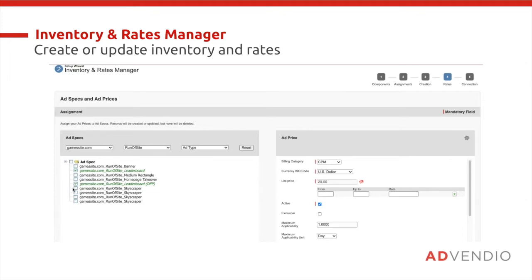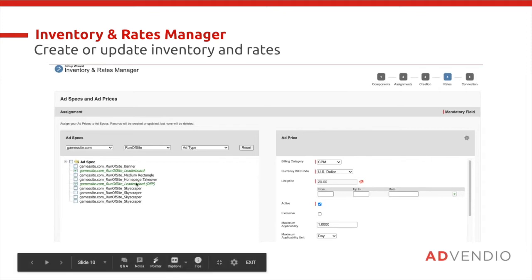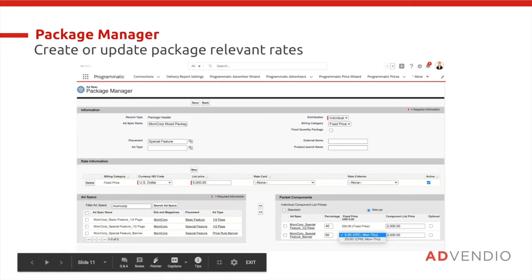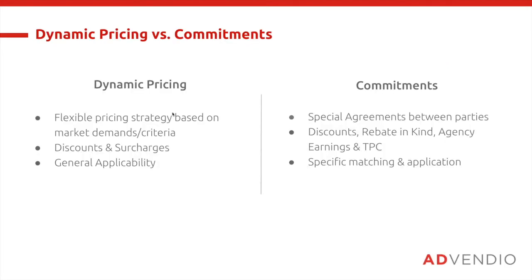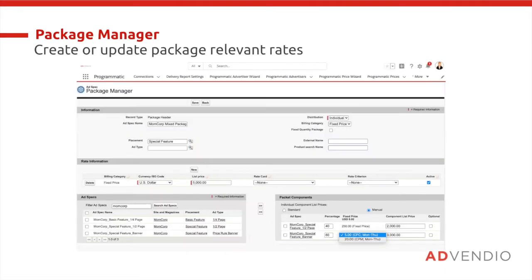So here, for example, you could just select 2 different ad specs, put in the billing categories and information, and it will either update any matching rate that already exists, or if none exists, it will create a new one for you. We then have our last and final wizard for today, which is the package manager. In the package manager, the users can create defined packages as well as assigning package relevant pricing, which is separate and distinct from the inventory, or when it is sold as an individual single item. As I said, these wizards are a great way to create and maintain your inventory and prices within ADvendio.